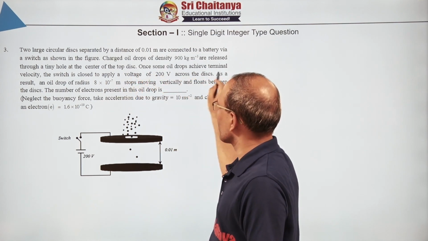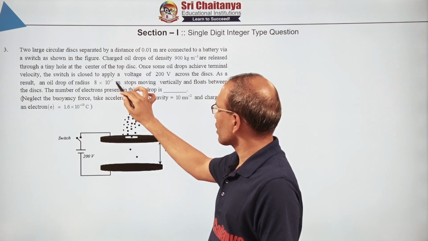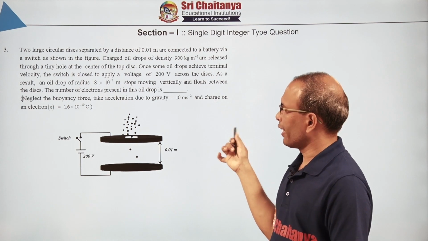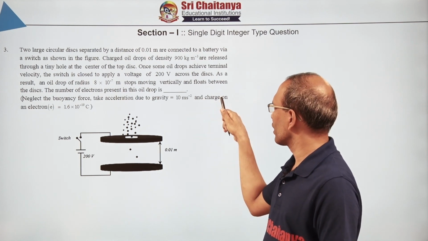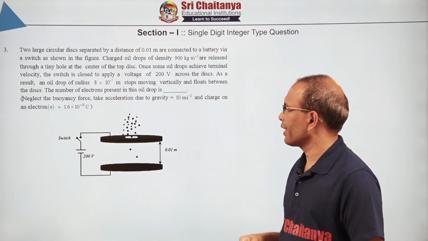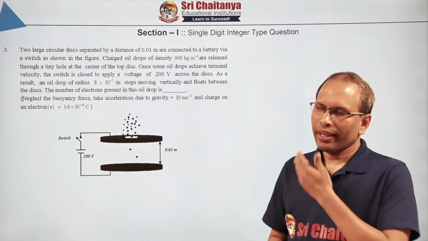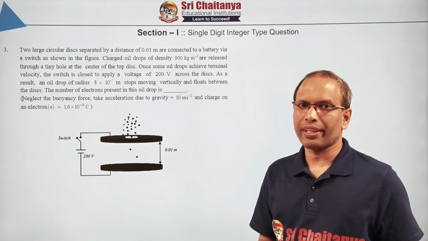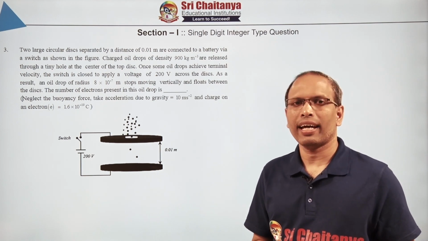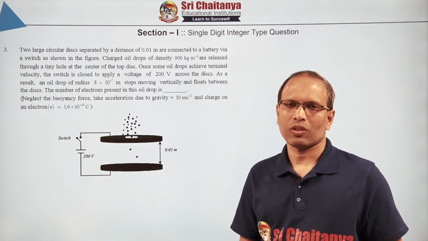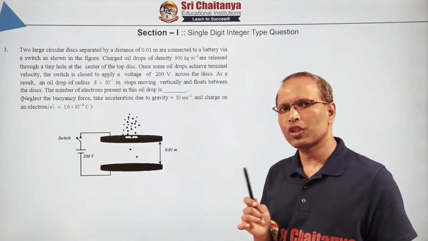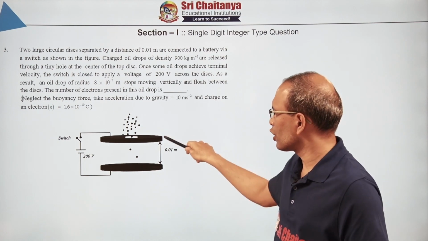Once some oil drops achieve the terminal velocity, the switch is closed to apply a voltage of 200 volts across the discs. As a result, an oil drop of radius r stops moving vertically and floats between the discs. Then he is asking the number of electrons present at that position. Now, when will the oil drop stop? When the net force acting on it is 0. And because it is at rest, it will not have any viscous force acting on it. So the only forces acting will be its weight and the force due to the electric field existing between these two plates.